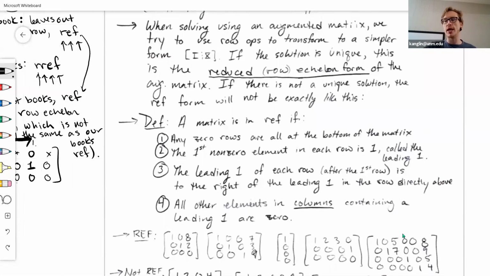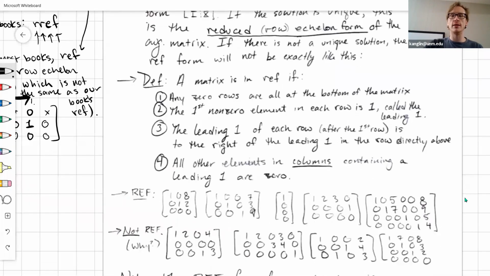And this guy's more complicated, but still meets all the requirements. Notice this 5 and 7 are not above or below a leading one, just above some zeros. So it's perfectly fine to have them there. And the leading ones follow this stair-step pattern as we move down.